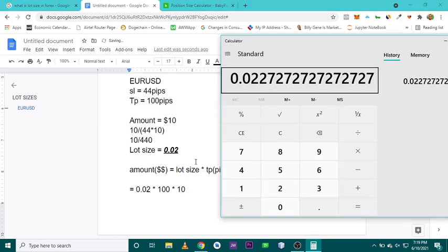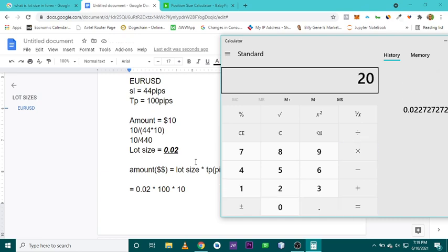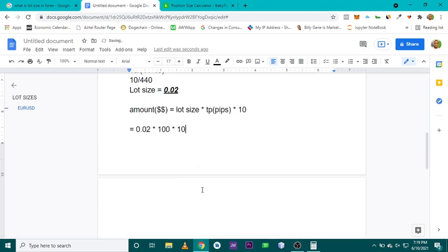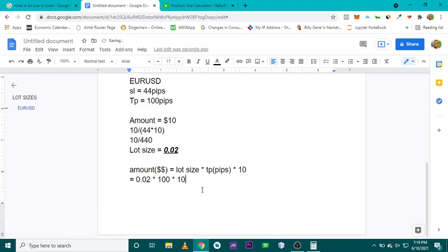So let me run that quickly in my calculator. 0.02 times 100 times 10. This will give us $20. So if I were to win this trade, I will make $20 on this trade. Do you see how it was done here?